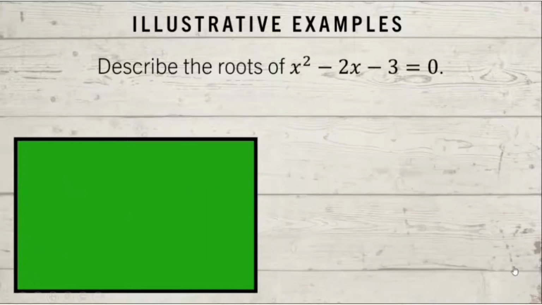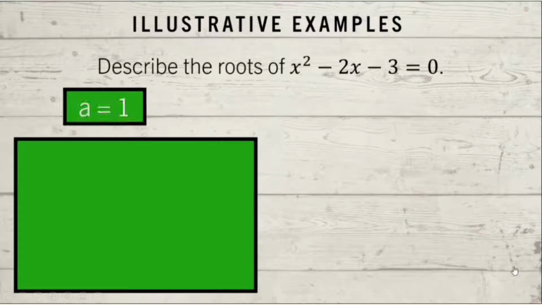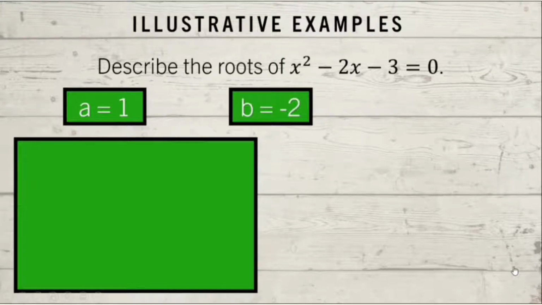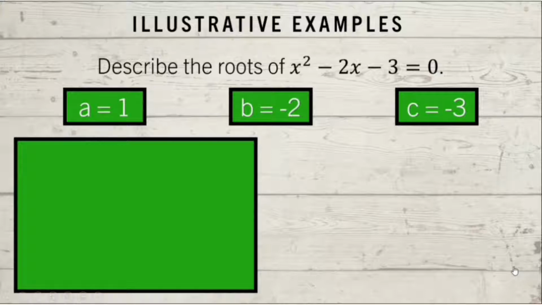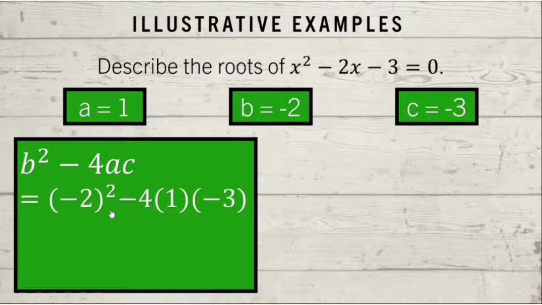Let's have another example. Find the nature of the roots of x squared minus 2x minus 3 is equal to 0. The equation gives a is equal to 1, b is equal to negative 2, and c is equal to negative 3. Substituting the given values of a, b, and c in the expression b squared minus 4ac, we have the value of b, which is negative 2 squared, minus 4 multiplied by the value of a, which is 1, multiplied by the value of c, which is negative 3, and then perform the operation.